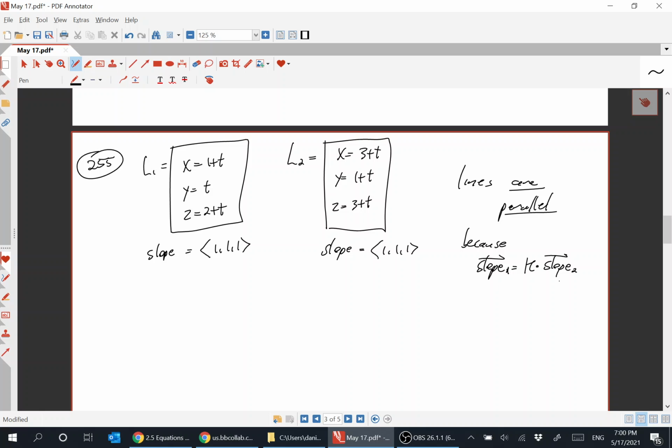Okay, so also, by the way, when lines are not parallel in 2 dimensions, they have to intersect, right?